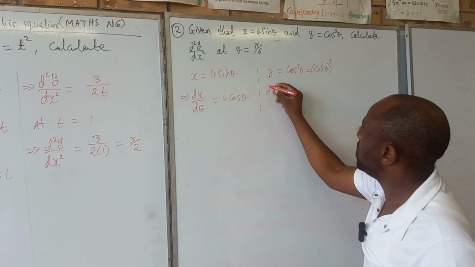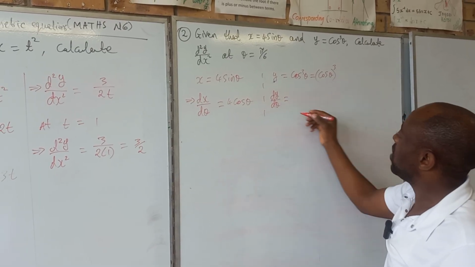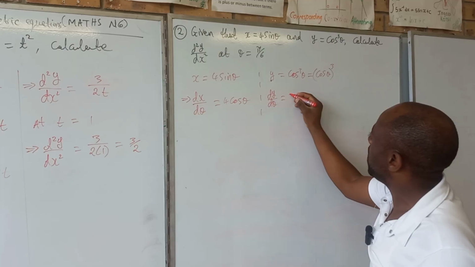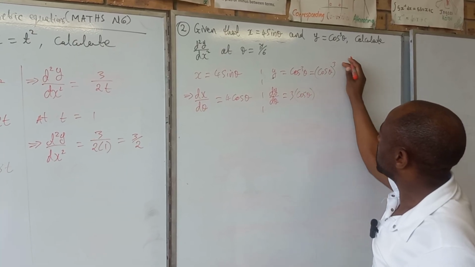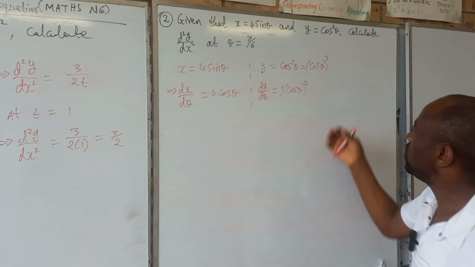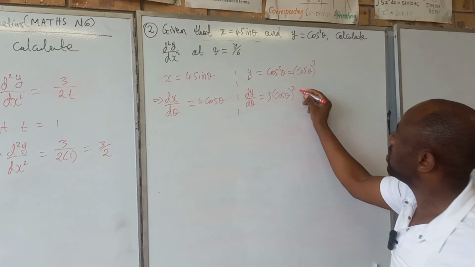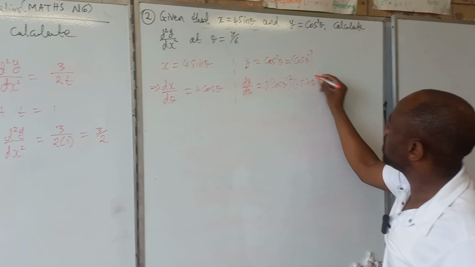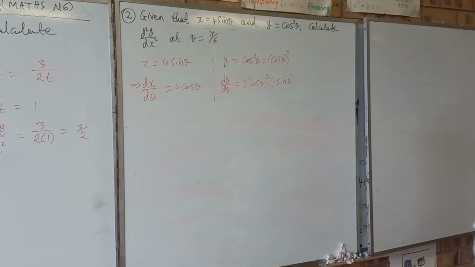So if I have to differentiate this with respect to theta, I start with the outer part. If I differentiate, the power 3 will come in front, then I'll get cos theta. I subtract 1 from the power, it becomes a 2. Then I go to the core function inside, I differentiate cos, it gives me negative sine theta. So that is how your derivative is supposed to be for it to be correct.